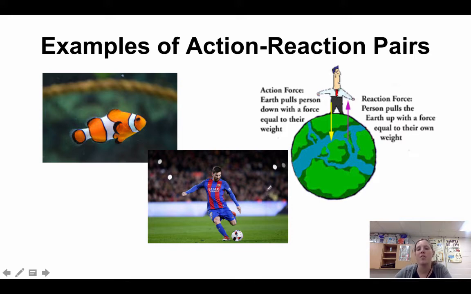So we call these pairs of forces action-reaction pairs. So for example, this fish, as it swims through the water, the fish's fin exerts a force on the water. So we have the force of the fin on the water pushing it back. So then the water pushes on the fish in the opposite direction. So the force of the water on the fin. So this is an example of an action-reaction pair.